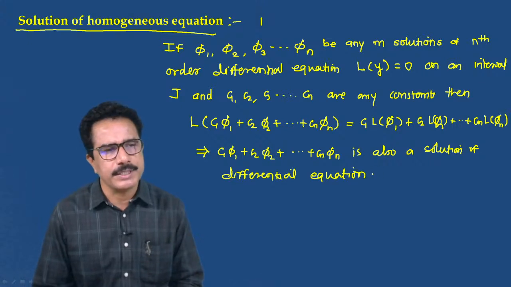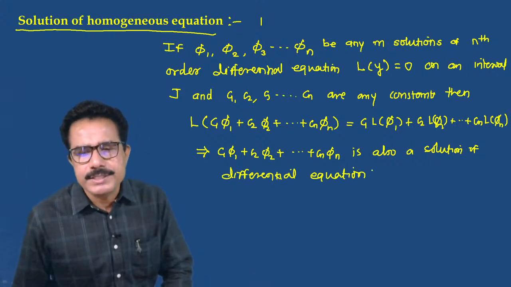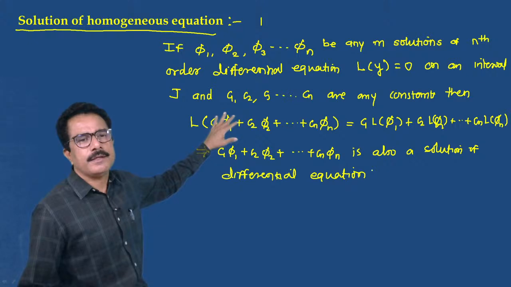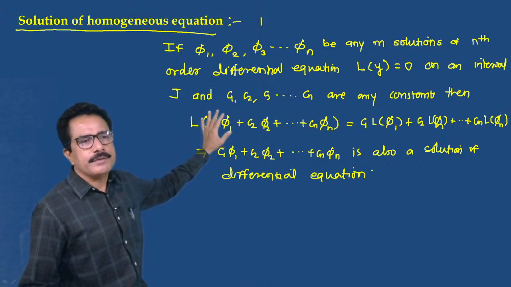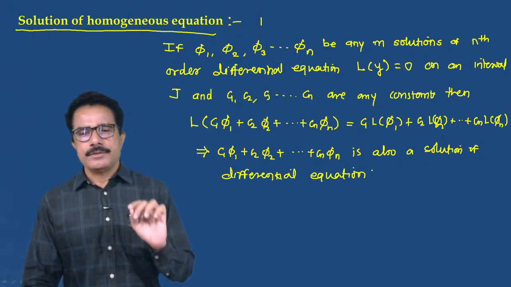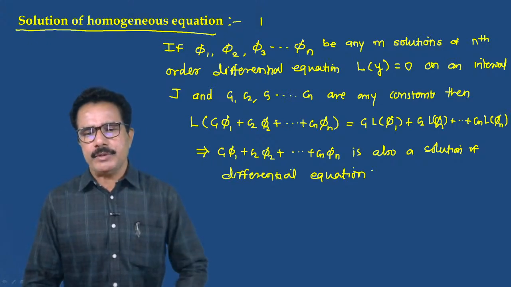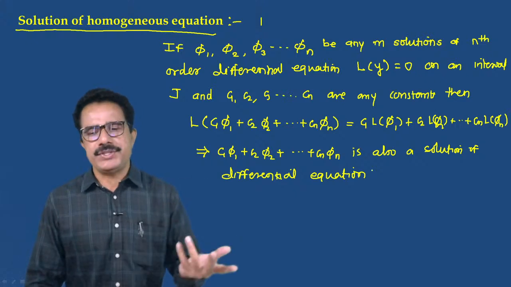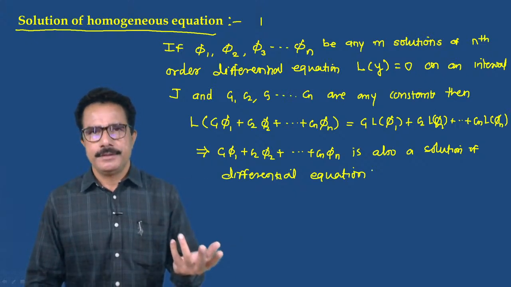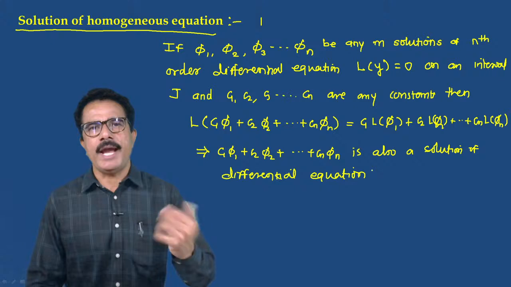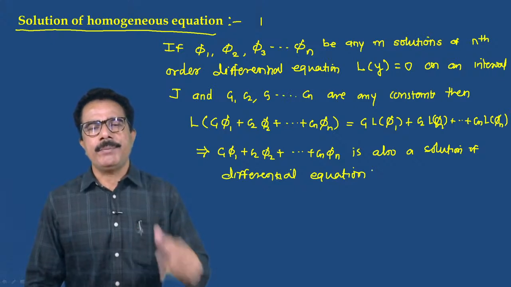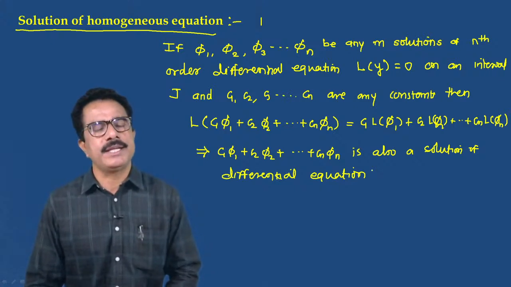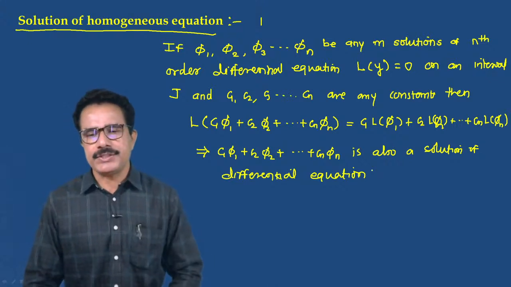Solution of the differential equation. Now we have to consider this. This kind of solution we call a solution of the differential equation. It is the linear combination of phi 1, phi 2, phi 3, and so on, with constants C1, and so on. Phi 1, phi 2, phi 3 are given by the characteristic equation.